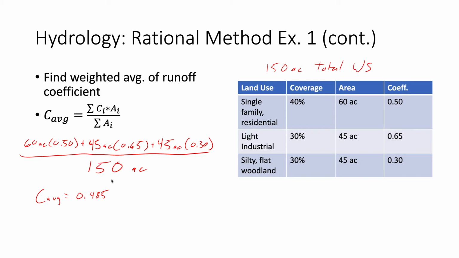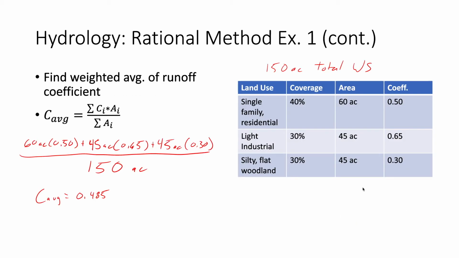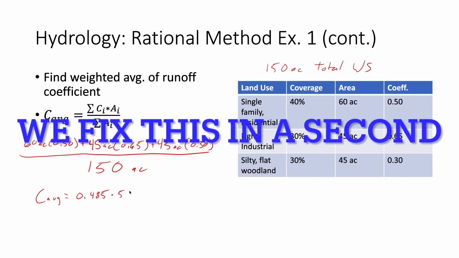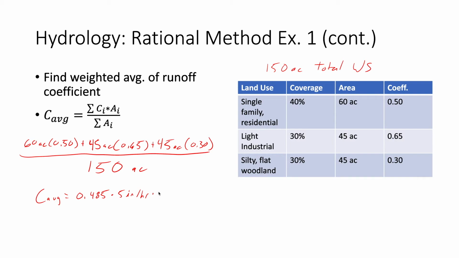Oh, well, we need the intensity, right? So that's just going to come off of this. We said 30 minutes. I picked 5. Maybe you got a little bit different number there. I went ahead and went with 5. So we have our dimensionless coefficient times 5 inch per hour times, what am I saying, 150 acres.